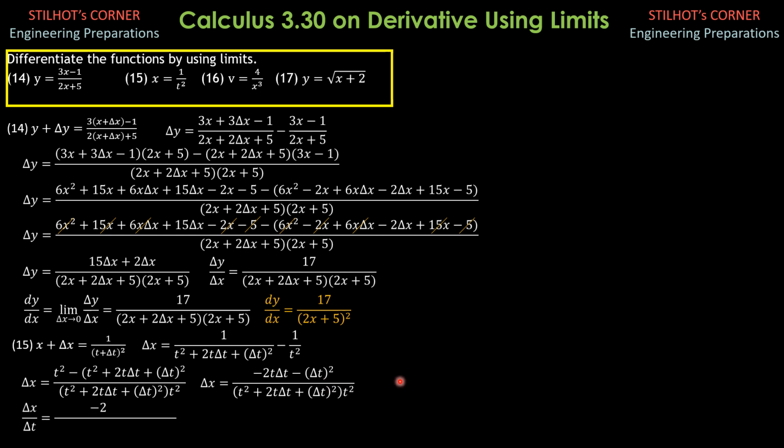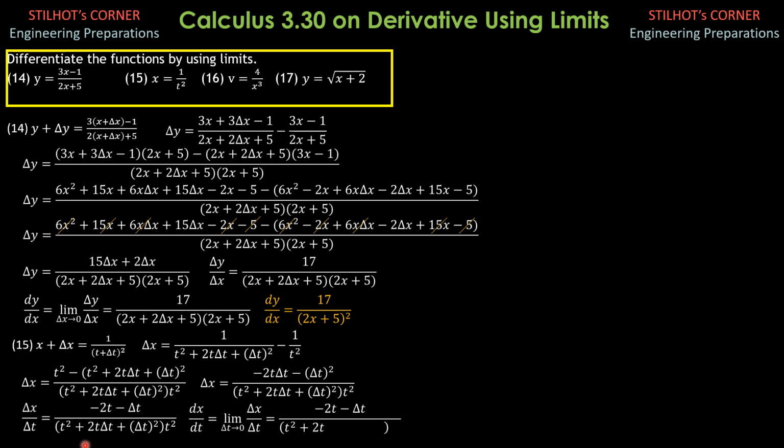So that delta x over delta t equals negative 2t minus delta t over quantity t squared plus 2t delta t plus delta t squared, then times t squared. So the limit of this ratio, delta x over delta t, as delta t approaches 0, is dx/dt, the derivative of x with respect to t. And we just set delta t to 0 and simplify.